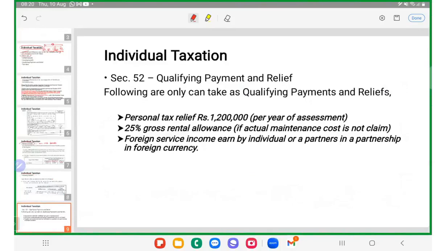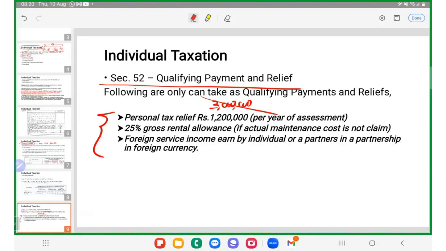Right. So then I will discuss what are the available qualifying payments and reliefs after the tax changes. These are the only available qualifying payments for an individual tax calculation at your level. Personal tax relief is now not 3 million, it is reduced to 1.2 million per year of assessment. So my dear students, please keep in mind.